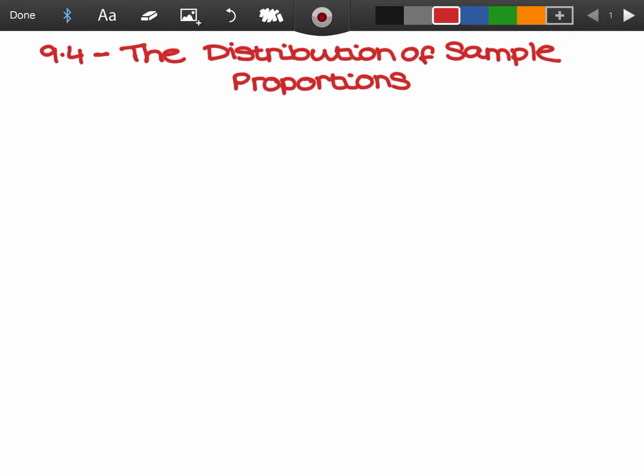So today we're going to be looking at 9.4, which is the distribution of the sample proportions. And this is very similar to 9.3. The only difference is that now we're going to be looking at proportions instead of means.